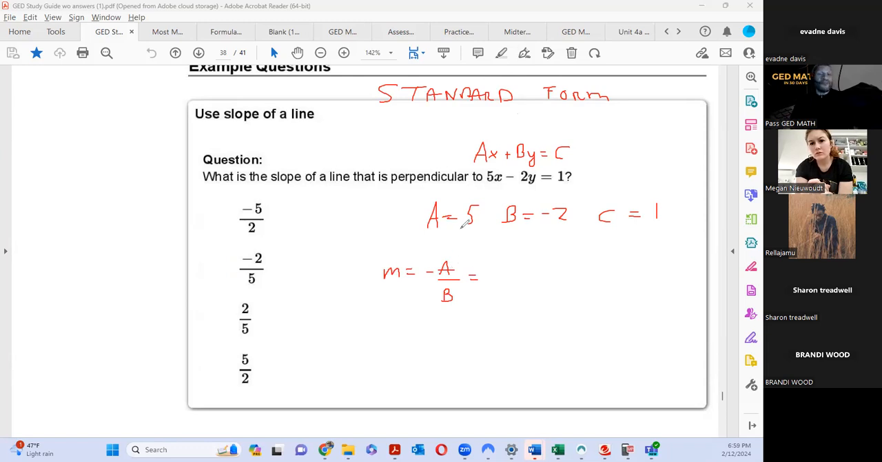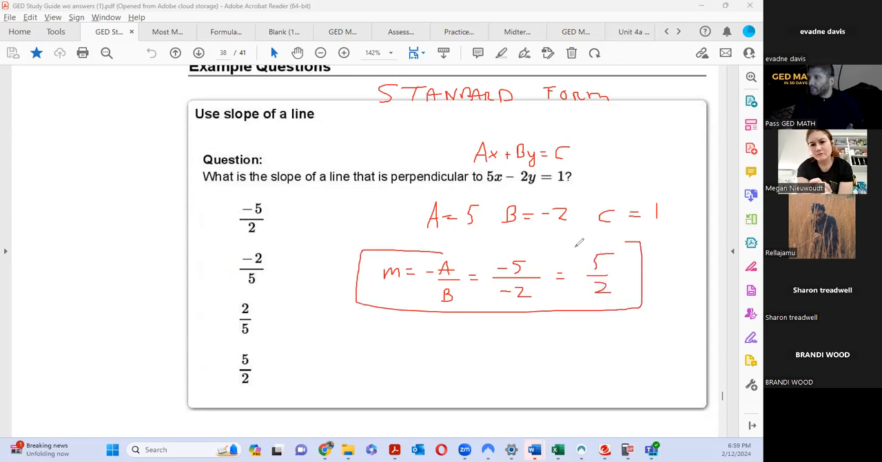So if A is 5, what is the opposite of plus 5? -5. What is B? -2. Two negatives make a what? Positive. So the slope of this line is what? It's 5/2. But that's not what they're asking.